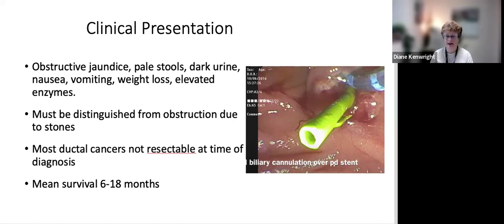Most ductal cancers aren't resectable at the time of diagnosis. The ampullary ones are the exception. So the treatment is often stenting so that symptoms are relieved, but unfortunately, the cancer continues to progress.